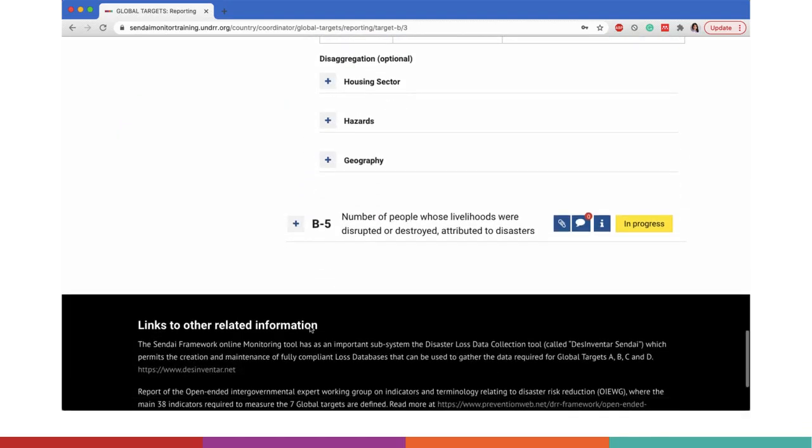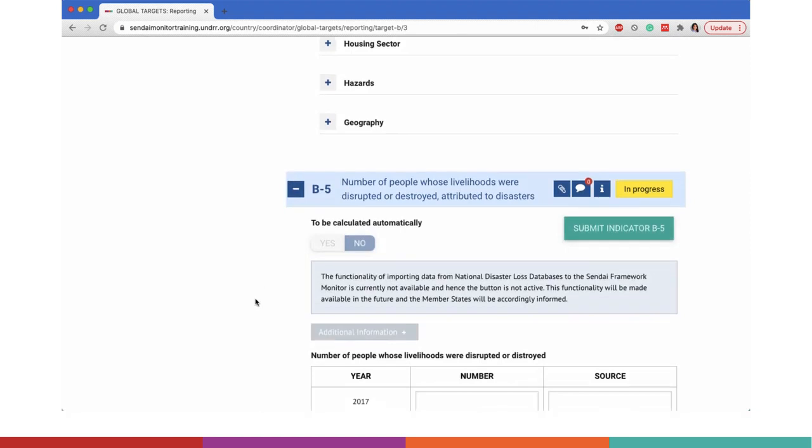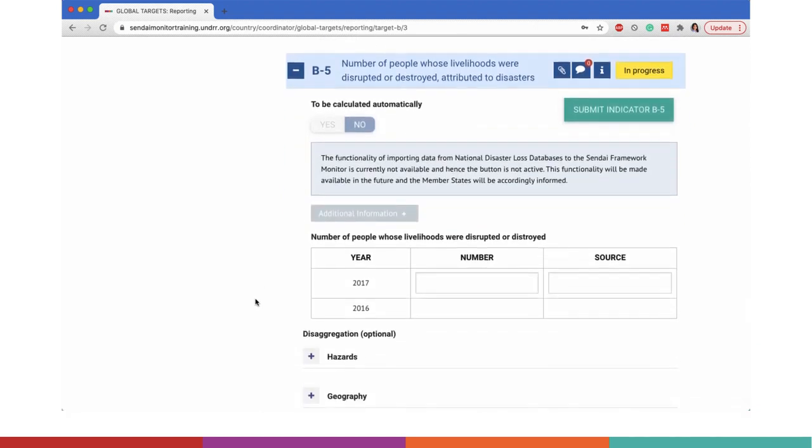Indicator B5 is the number of people whose livelihoods were disrupted or destroyed, attributed to disasters. If you would like to enter this data manually, click No, and Yes if you would like the system to automatically calculate this figure. If you clicked Yes, please see the next video on reporting for Target C, as this indicator uses data from indicators C2A, C2B, and C3A for the calculation.